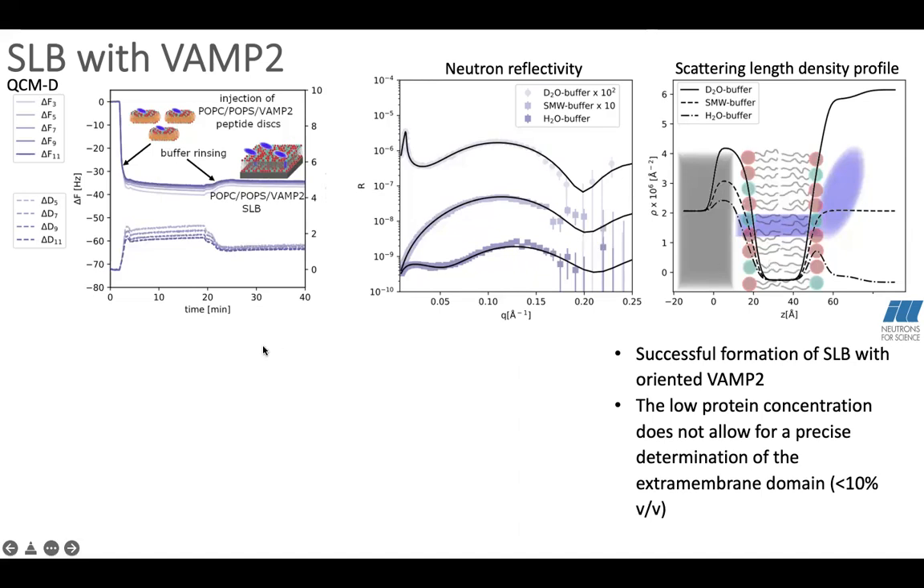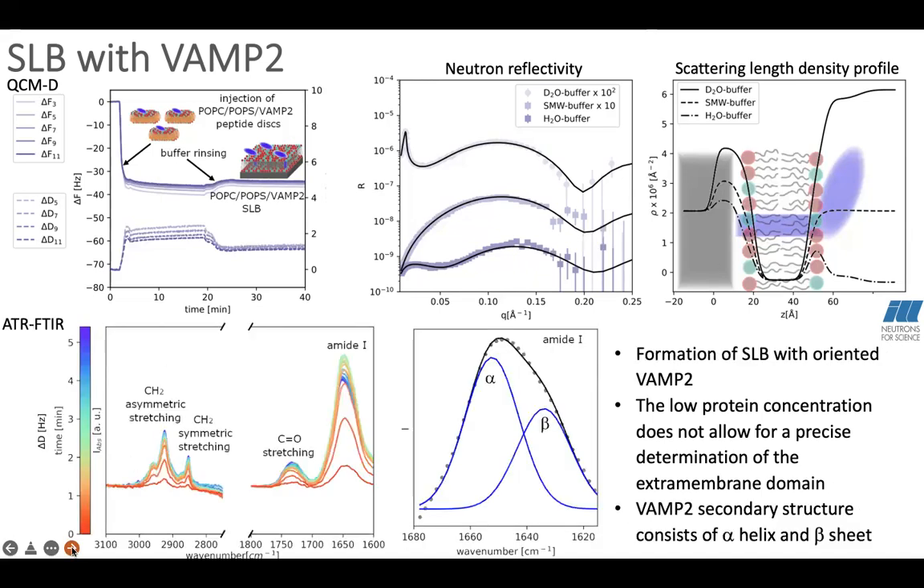the protein. But to really confirm that the VAMP2 protein was indeed present in our bilayer, we collected again our FTIR data. And these are again time resolved. So we monitored the formation of the bilayer with the VAMP2 incorporated in the peptide disc.